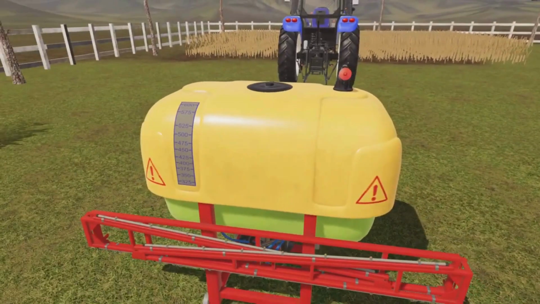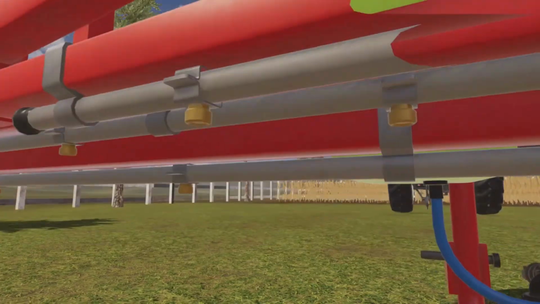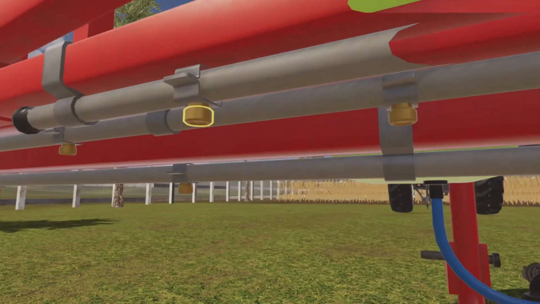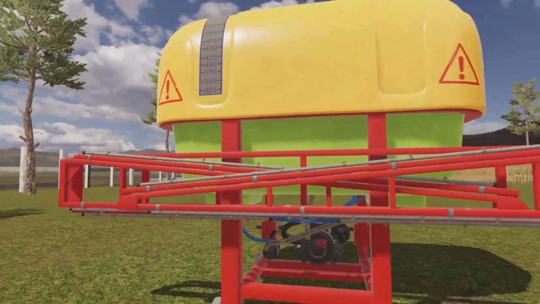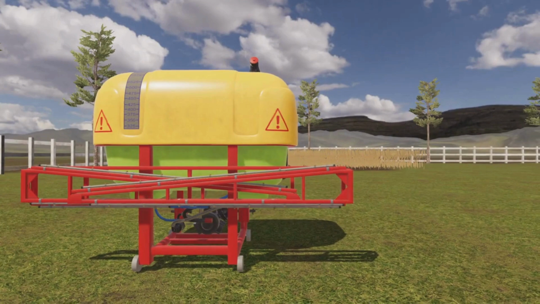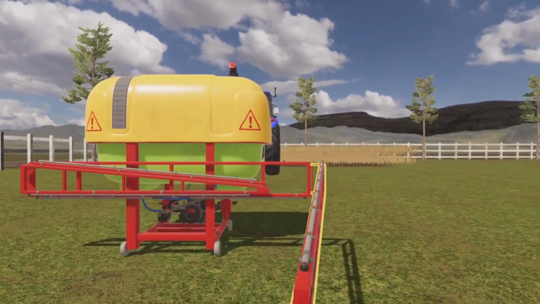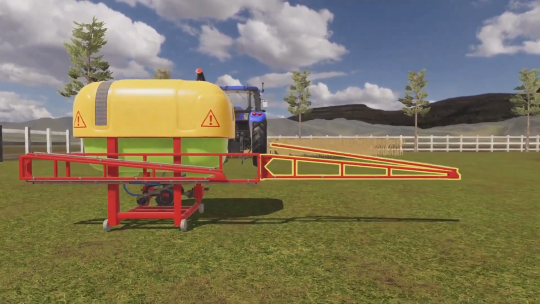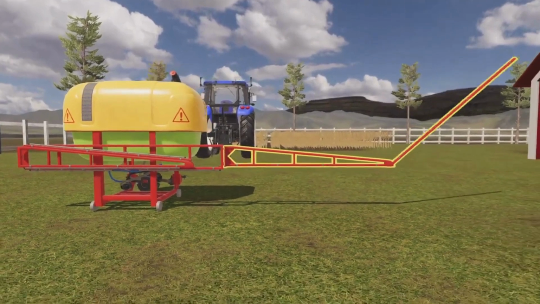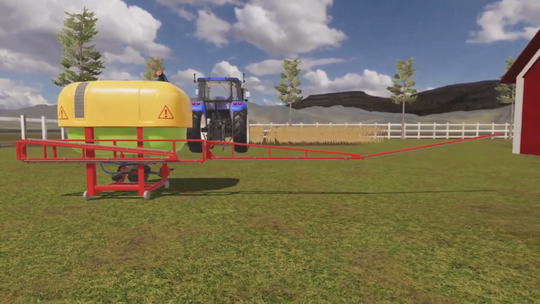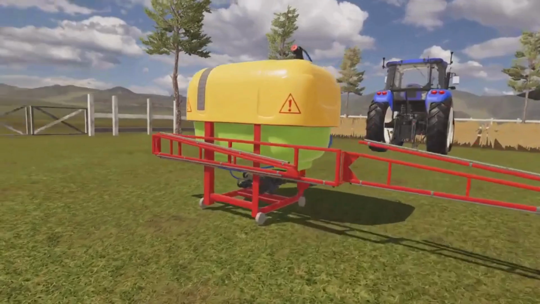Nozzles. These break up the pressurized liquid into fine droplets and spray them onto the plants. They come in various types and spray angles. Sprayer booms. The long metal or plastic arms to which the nozzles are attached, ensuring even spraying over large areas. They can usually be opened and closed hydraulically or manually.